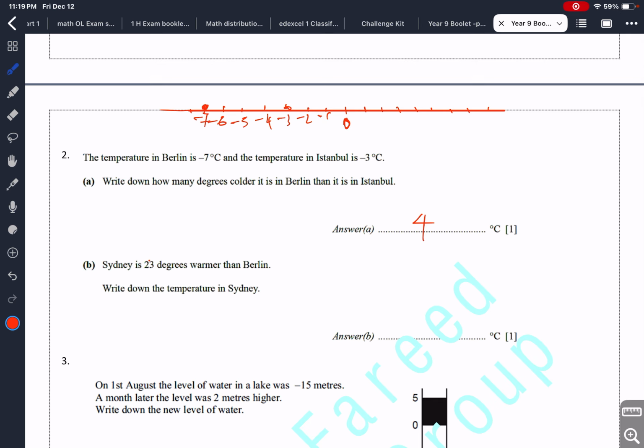Now in Sydney, Sydney is 23 degrees warmer than Berlin. In Berlin it was negative 7, and then 23 degrees means I would go up to here, 0, and then I continue until 16. If you see the difference between here and here, it would be 23, right? So from negative 7 to 0 is 7 degrees, and then you add until 23 degrees, so you reach 16.